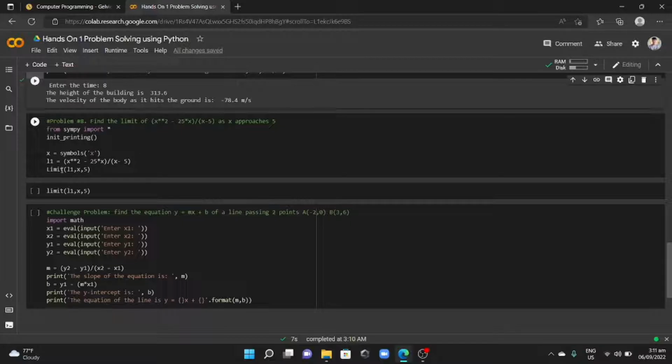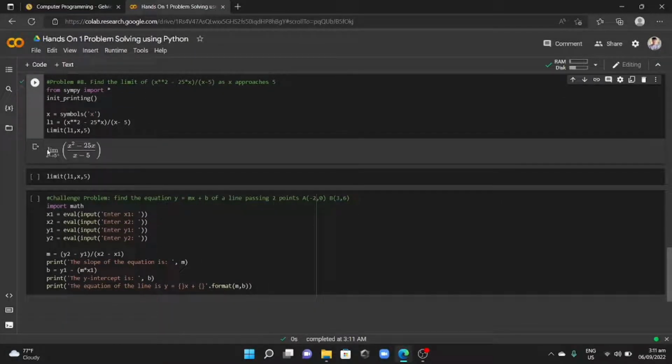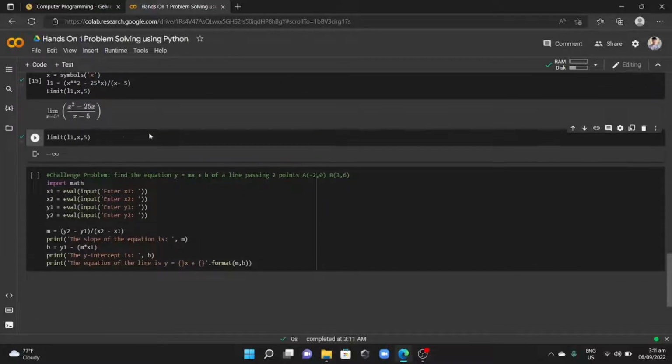We have the uppercase Limit L1 of x as x approaches 5. And there we go. We have our equation. We have the limit of x squared minus 25x over x minus 5 as x approaches 5. To solve for the limit of this, we are going to use the lowercase limit and the limit of L1 as x approaches 5. And then we are going to run the code. So we have the value of negative infinity.